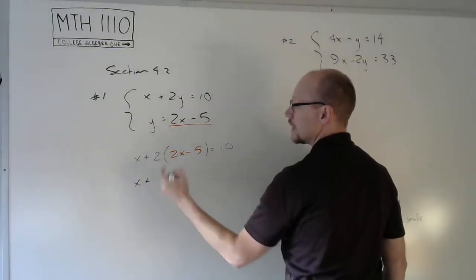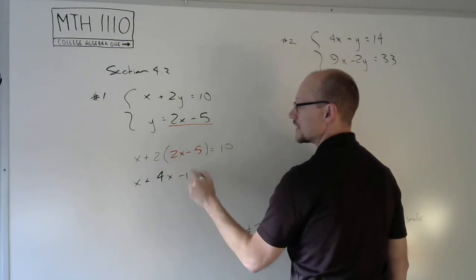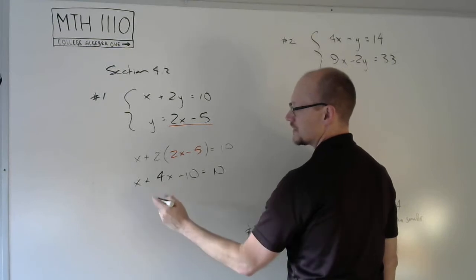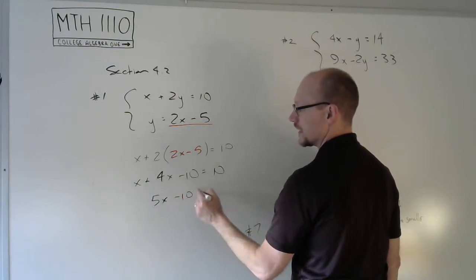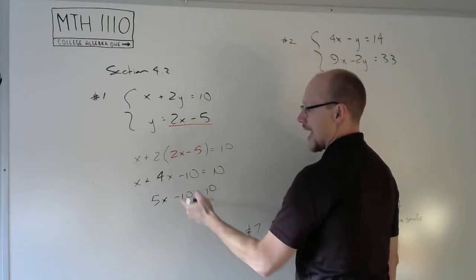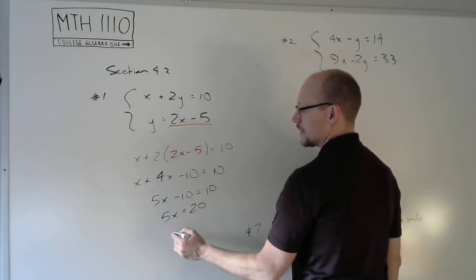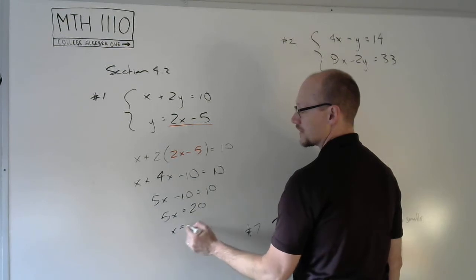X plus 4x minus 10 equals 10. I combine these together to give me 5x minus 10 equals 10. Adding 10 to both sides gives me 5x equals 20. Divide both sides by 5, and x equals 4.